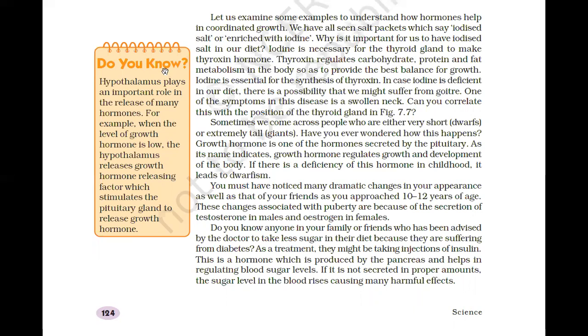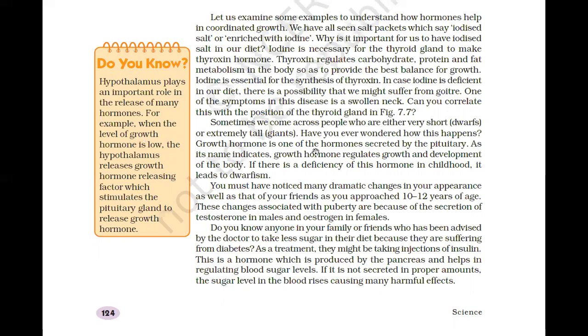Do you know? Hypothalamus plays an important role in the release of many hormones. For example, when the level of growth hormone is low, the hypothalamus releases growth hormone releasing factor, which stimulates the pituitary gland to release growth hormone. Sometimes we come across people who are either very short or extremely tall. Have you ever wondered how this happens?